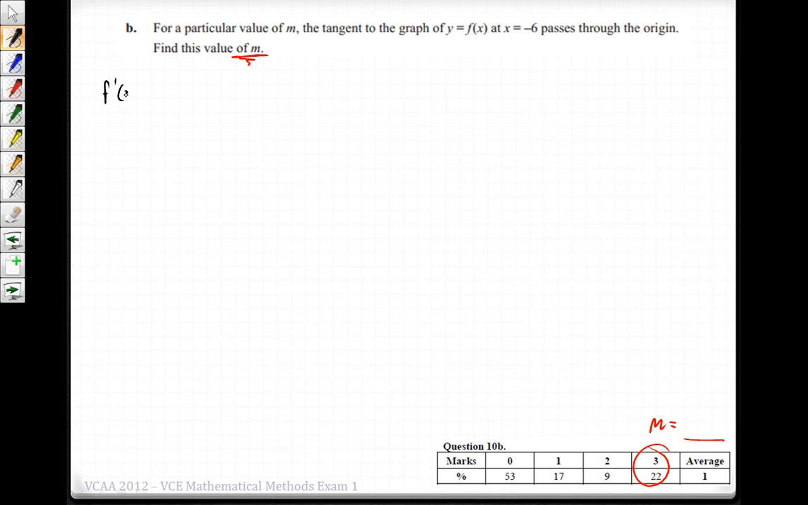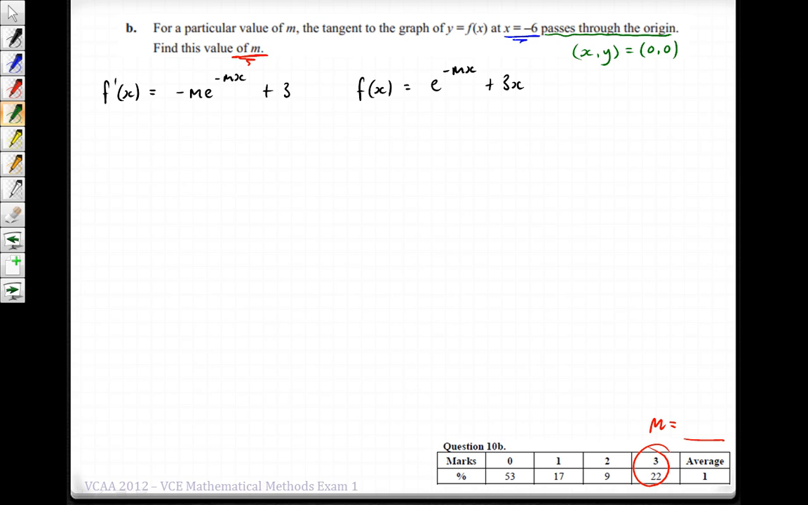So we found f dash x was equal to negative m e to the negative mx plus 3. We had f of x being equal to e to the negative mx plus 3x. And now we can substitute in our x equals negative 6 case to start finding some coordinates. And we also know it passes through the origin. So if something passes through the origin, we have an xy coordinate equal to 0, 0. So we've got that point.